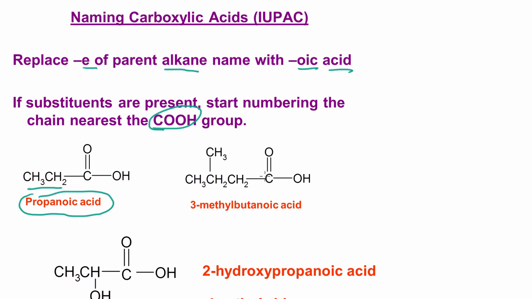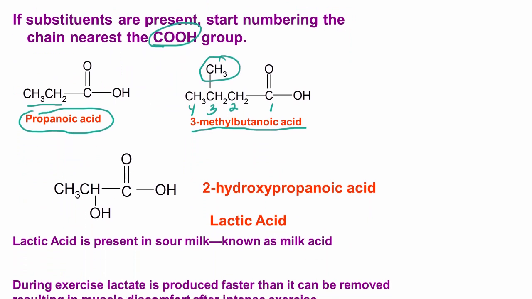This one here, again, we start numbering at the carboxyl group. So that's 1, 2, 3, 4. That's a butanoic acid. And on carbon number 3, we have a methyl group. This is 3-methyl butanoic acid.